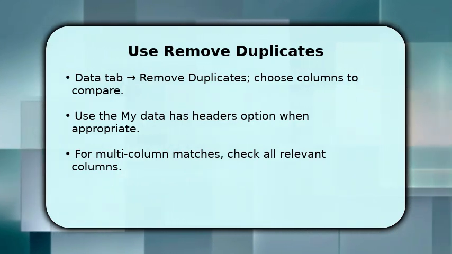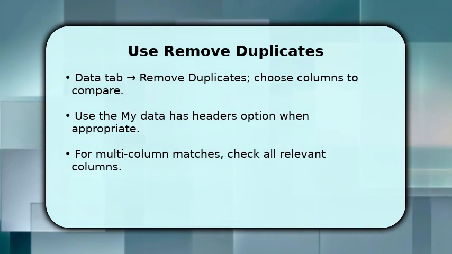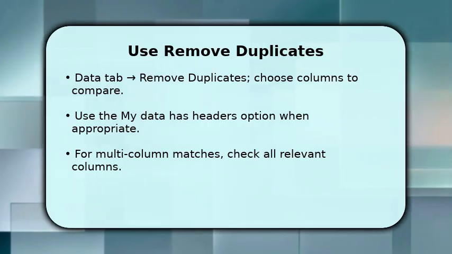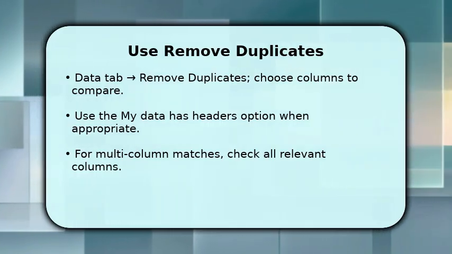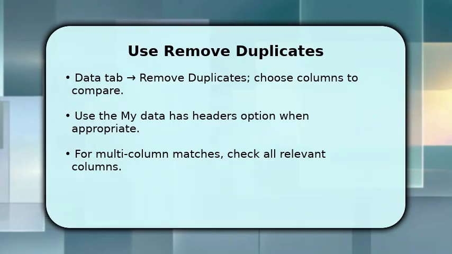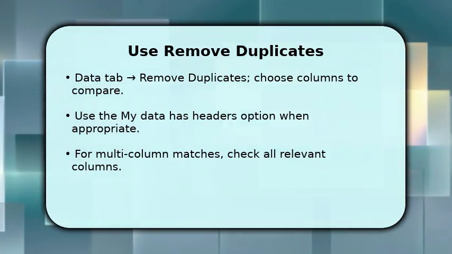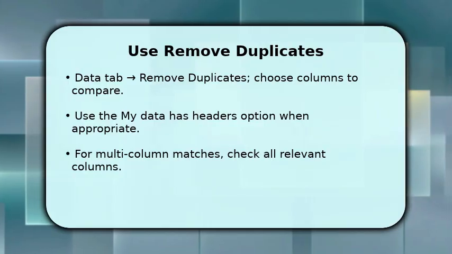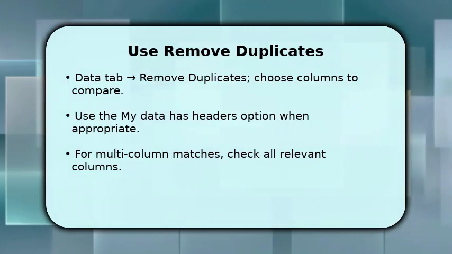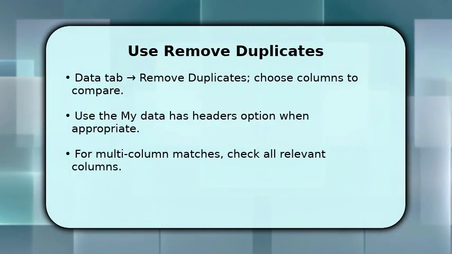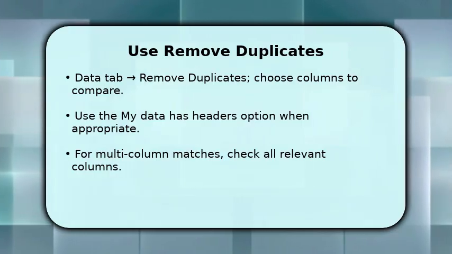Choose the specific columns that define a duplicate. If an entry is identical across multiple columns, check all of those columns. Make sure My Data Has Headers is toggled correctly so Excel ignores header rows. Once done, click OK. Excel will report how many duplicate rows were removed and how many unique values remain, so you know the exact outcome.